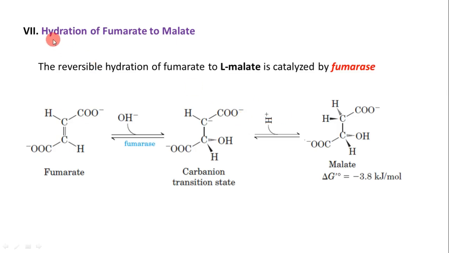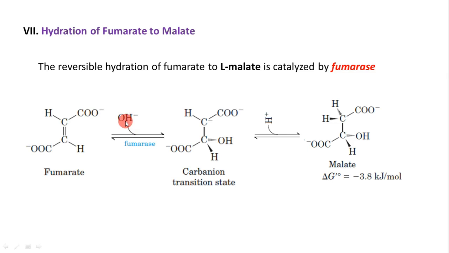Then the seventh step is the hydration of fumarate into malate. The enzyme catalyzing this step is fumarase. The fumarate, with this double bond, has a water molecule added to it. You know, the water molecule is added in the form of OH minus as well as H plus ion.